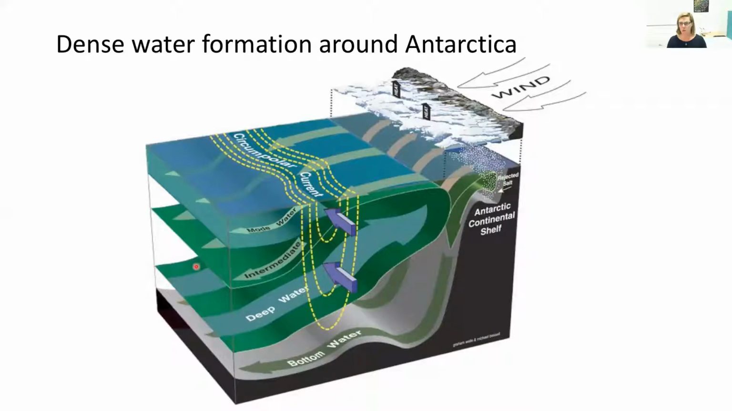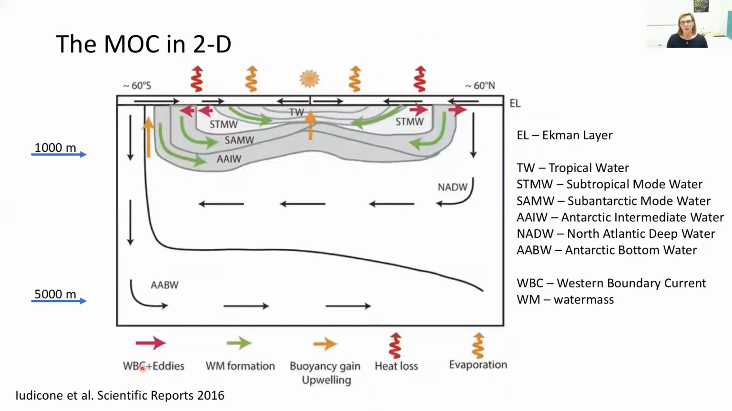And those two move northward also to fill the ocean basins. So these are the primary means for water to enter the deep ocean. And here in 2 dimensions, you can see a bit more clearly the different layers. So now we're looking at a slice through the Antarctic Ocean and the Atlantic Ocean, with Antarctica on the left and the North Atlantic on the right.